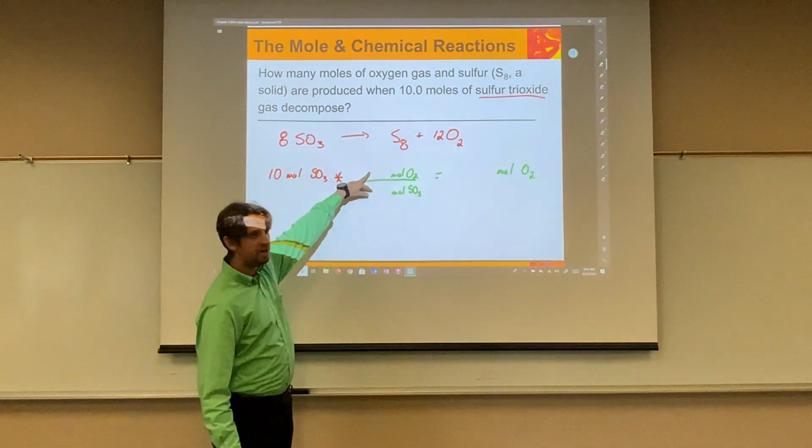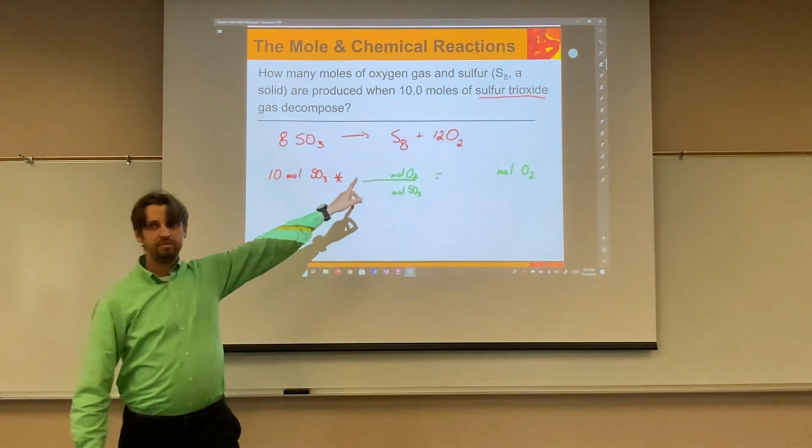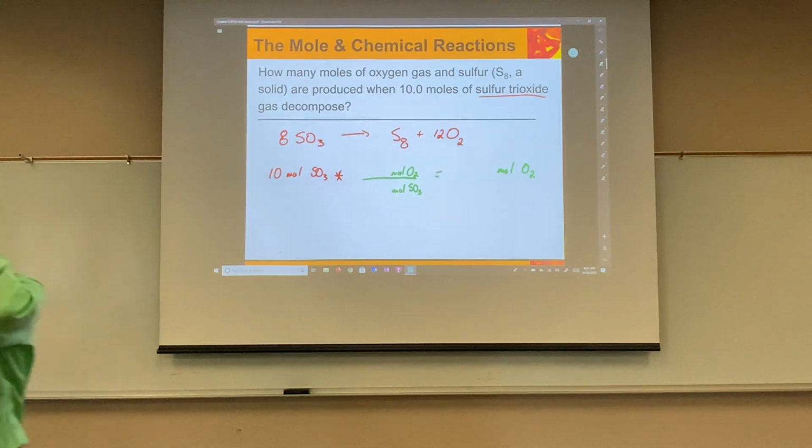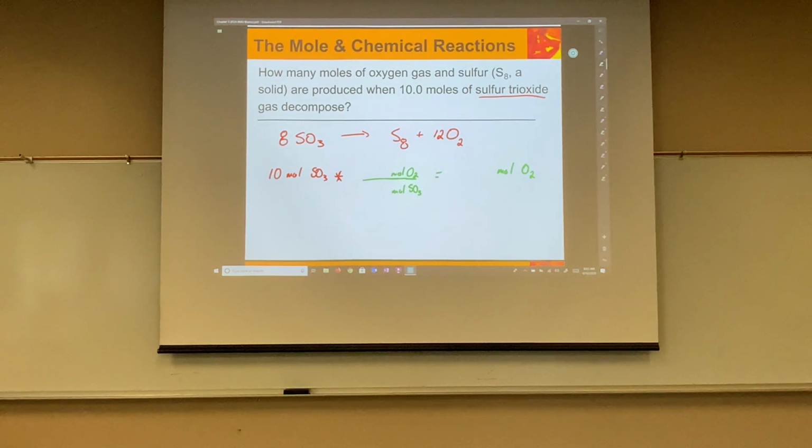Here's where my stoichiometric ratio comes in. What do I fill in the blank here? The numbers from your balanced equation. For every 8 moles of SO3, I make 12 moles of O2.